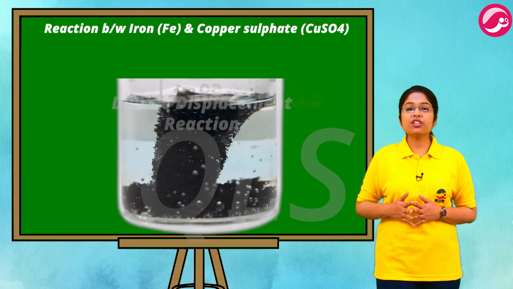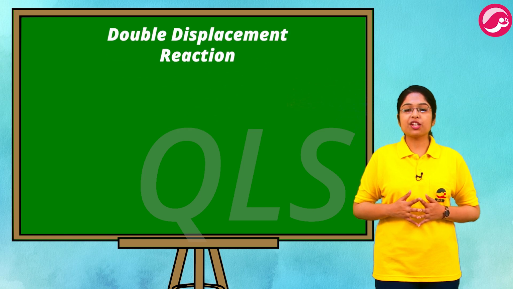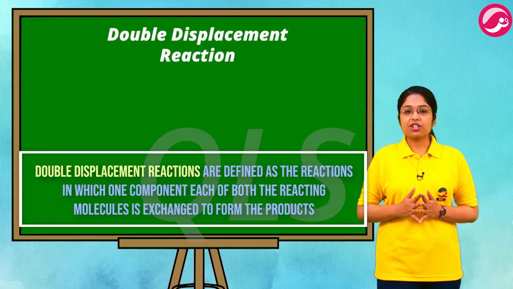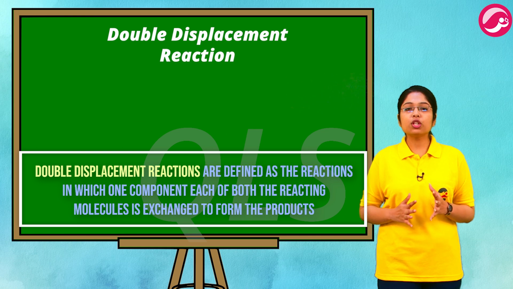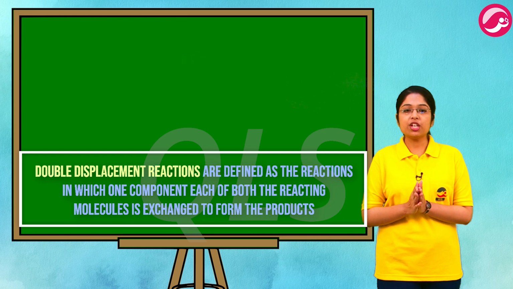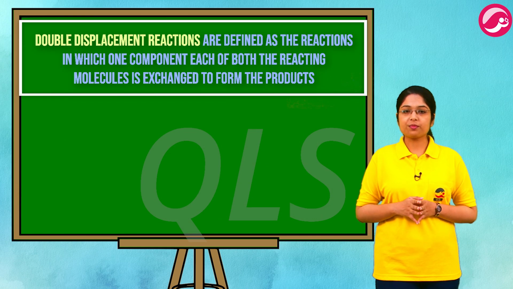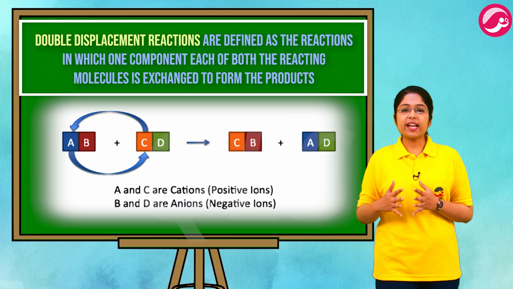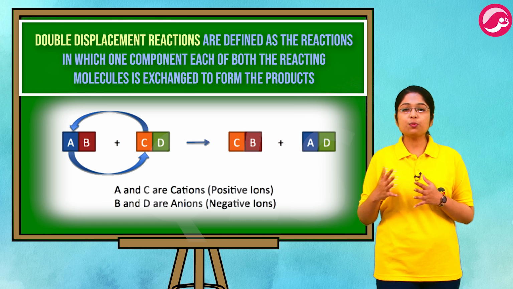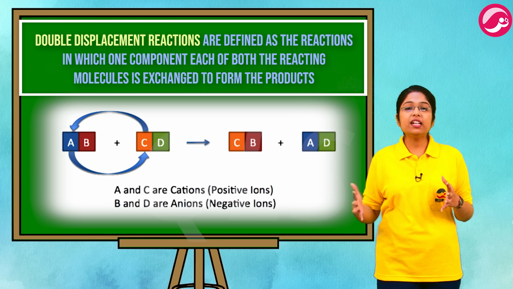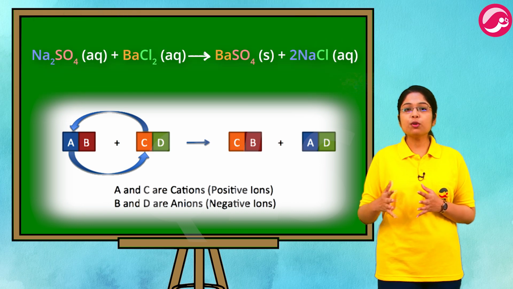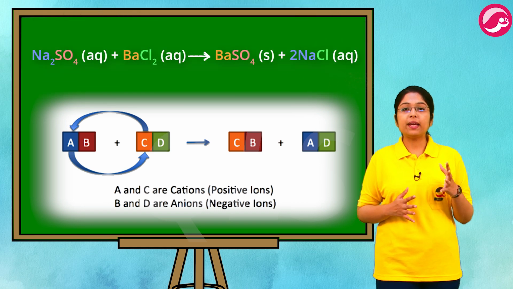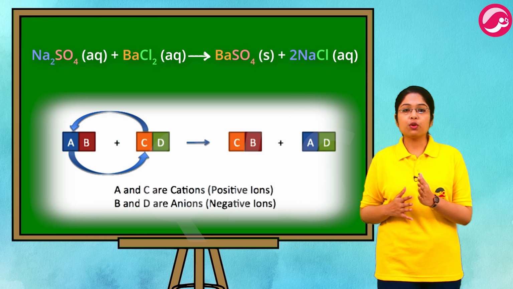The next type of reaction is double displacement reaction. Double displacement reactions are defined as a reaction in which one component, each of both of the reacting molecules, is exchanged to form the products. During this reaction, the cations and anions of two reactants switch places, forming two entirely different compounds. For example, when sodium sulfate and barium chloride react, they give out barium sulfate and sodium chloride.